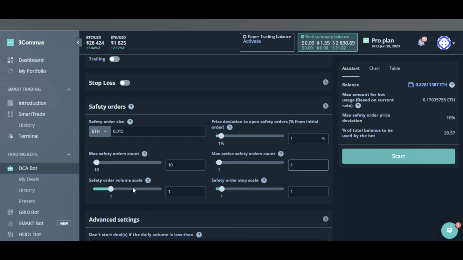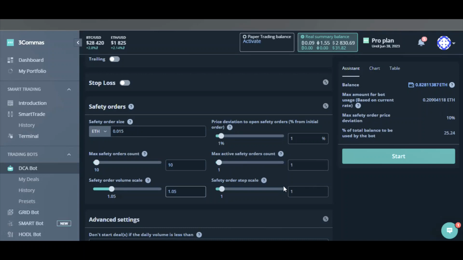Safety order volume scale, as the price goes down, I prefer to buy more Matic, because the bottom price is better than the present price. As the price goes down, I'm planning to increase the amount of Matic buying. So I prefer at least 1.05 safety order volume scale. So here this amount would be multiplied by 1.05 at the second order, right?